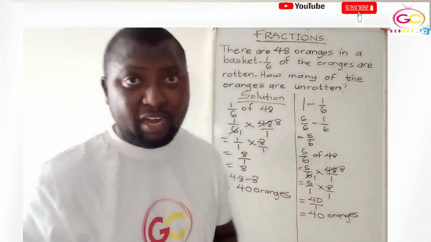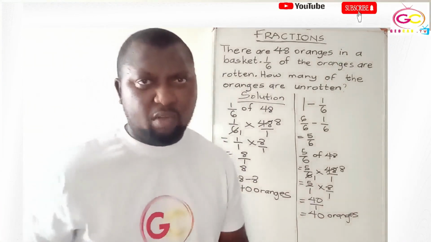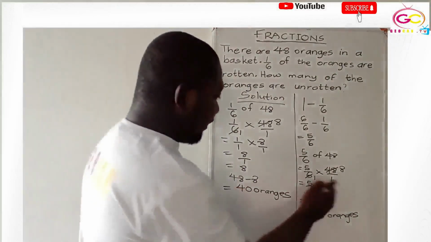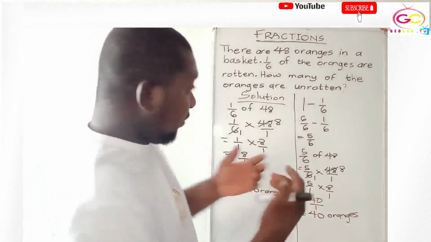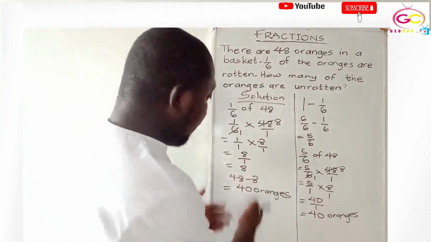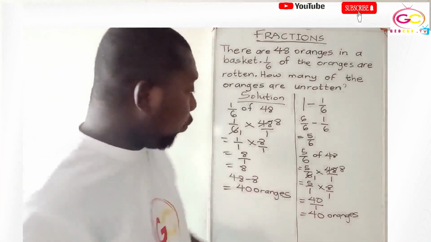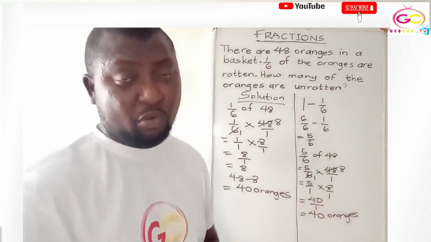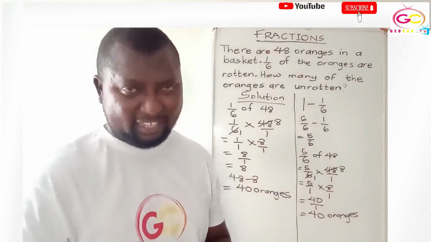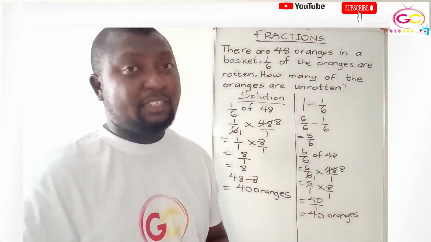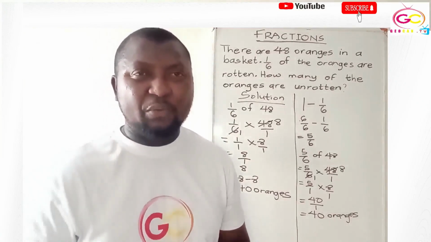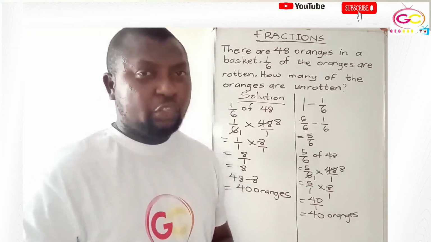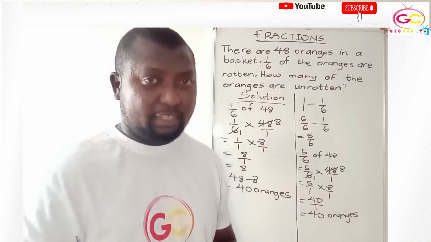Voila! As you can see, 40 oranges here. We got the same answer. We used method 1, which gave 40, and we used method 2, which was also 40. Isn't math beautiful? Isn't math amazing? It's fantastic. It's just about following simple rules and regulations, and indeed, you will enjoy this discipline.